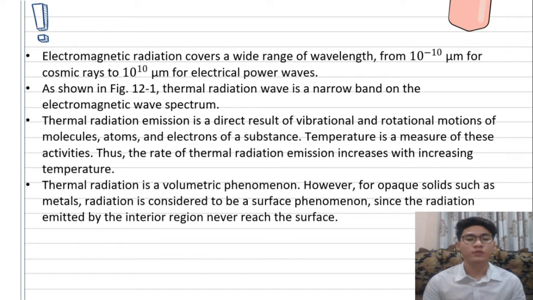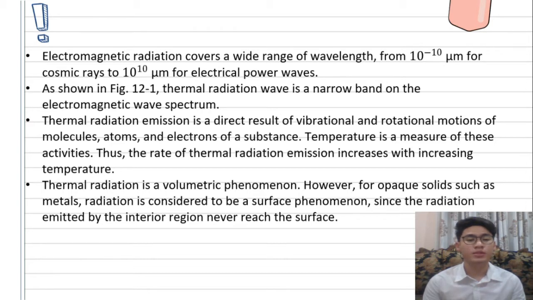Temperature is a measure of these activities. Thus, the rate of thermal radiation emission increases with increasing temperature. What we call light is the visible portion of the electromagnetic spectrum, which lies within the thermal radiation band.